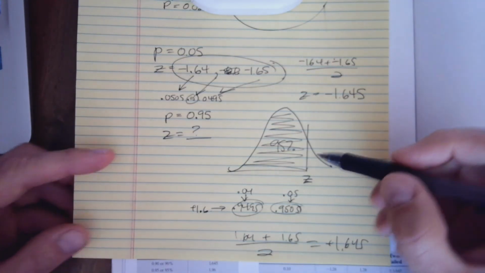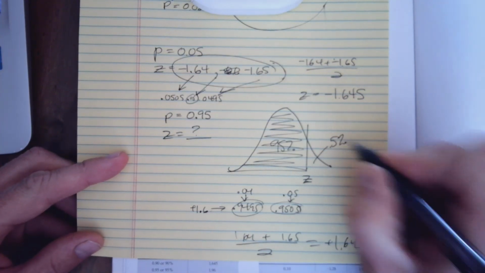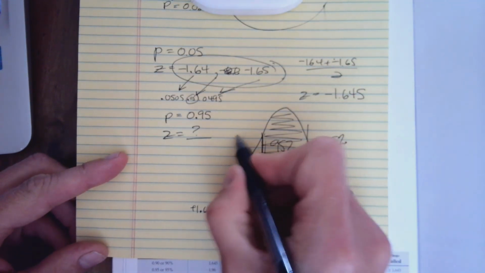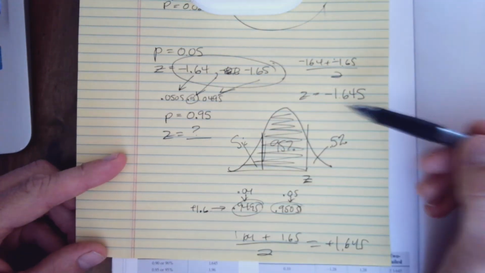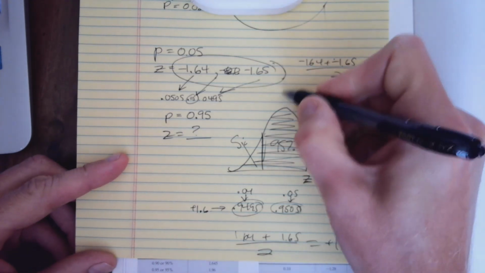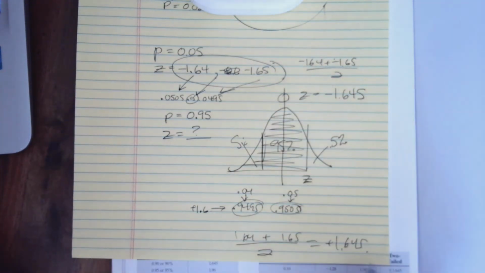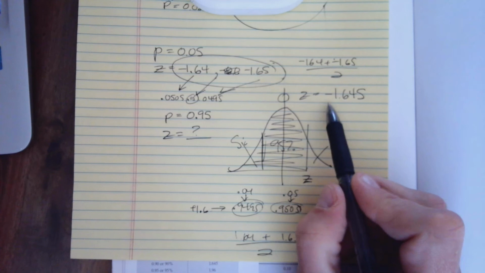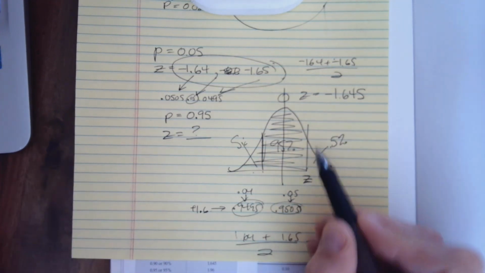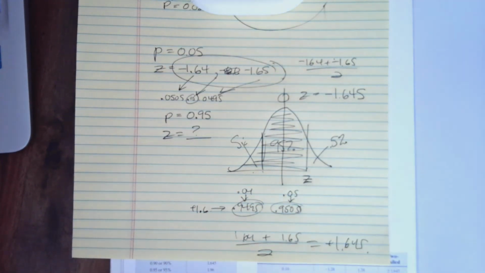So notice that the z-score here that separates the top 5% is just the opposite of the z-score that isolated the bottom 5%. Before we found negative 1.645, and now positive 1.645. We can use the fact that this distribution is symmetric and centered at 0. So if we find the z-score that separates the bottom 5%, we can just take its opposite, and that'll be the z-score that separates the bottom 95% from the top 5%. All right, I hope that helps.